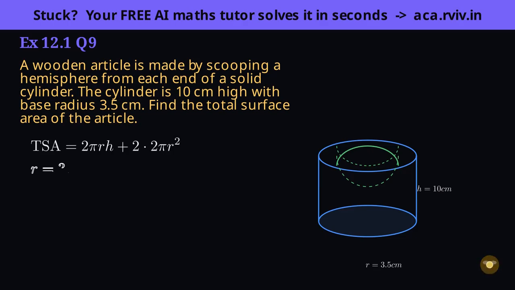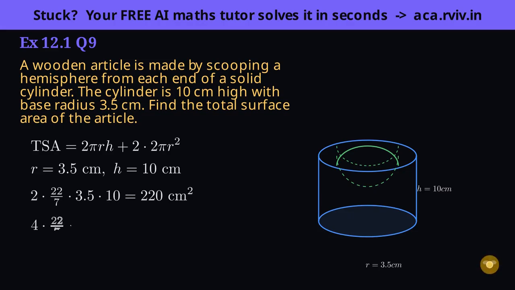The radius 3.5 and height 10 are given directly, shared by the cylinder and both hollows. Cylinder wall is 2 pi r h, 3.5 times 10. Times 2 pi as 22/7, a clean 220. The two hemispherical hollows together are one full sphere, 4 pi r squared, 154. Add the wall and the sphere worth of hollows for 374 square centimeters.